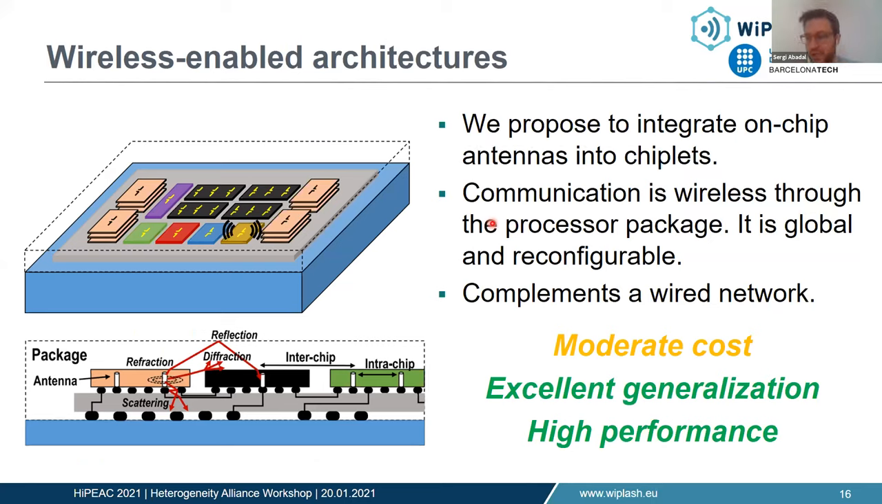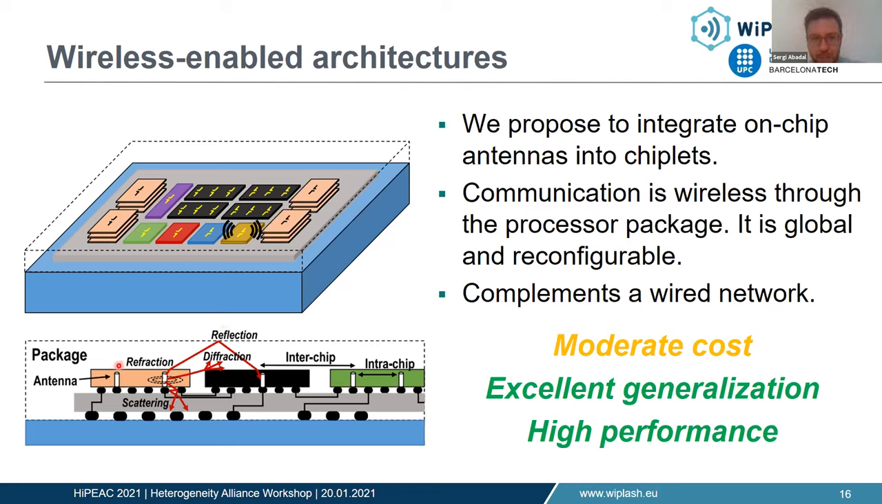So using these building blocks, we propose to have wireless on-chip communications or wireless chip-to-chip communications, in which we integrate the antennas and the transceivers into chiplets, and we communicate wirelessly through the processor package. This communication is global and is reconfigurable because of the properties of wireless communications, and it will always complement a wired network. Don't worry, the wired network will always be there, and the wireless can serve to give an extra boost in terms of bandwidth and flexibility.